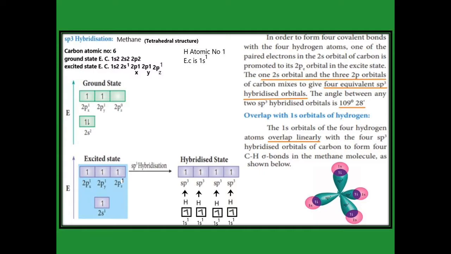It overlaps linearly and forms the 4 sigma bonds. Those 4 sigma bonds possess a tetrahedral structure. Why it has the tetrahedral structure: the angle between the bonds is 109 degrees 28 minutes, so that they possess the tetrahedral structure.